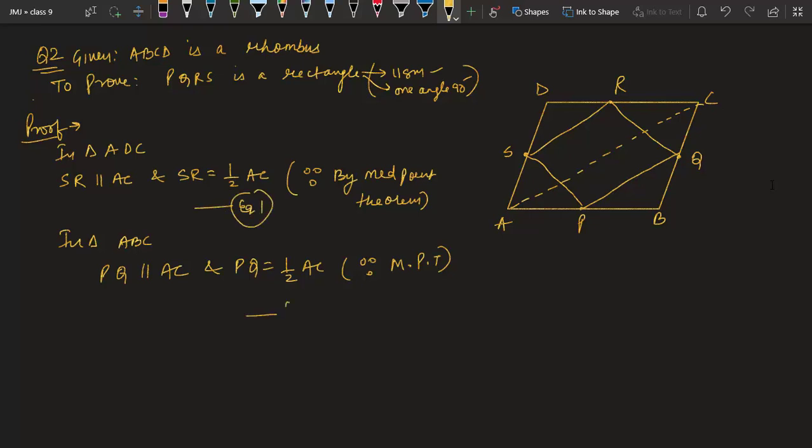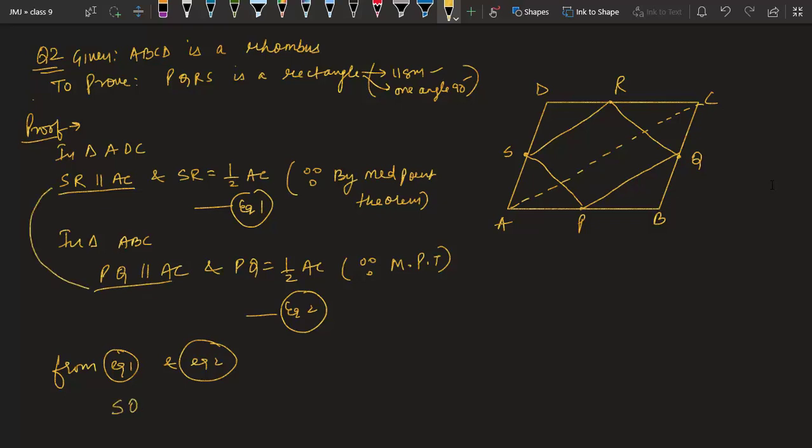Let me call it equation number 2. But we can say from equation 1 and equation 2, first thing we have got is SR is parallel to AC and PQ is parallel to AC. So can't we say SR and PQ are parallel? So let's write that. Sorry, PR. First thing we have got is SQ parallel to PR, and second thing, let me rub this.